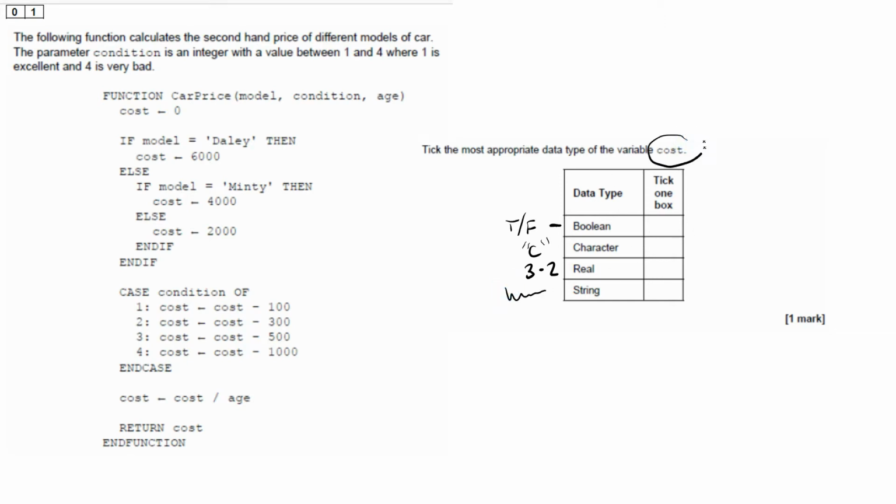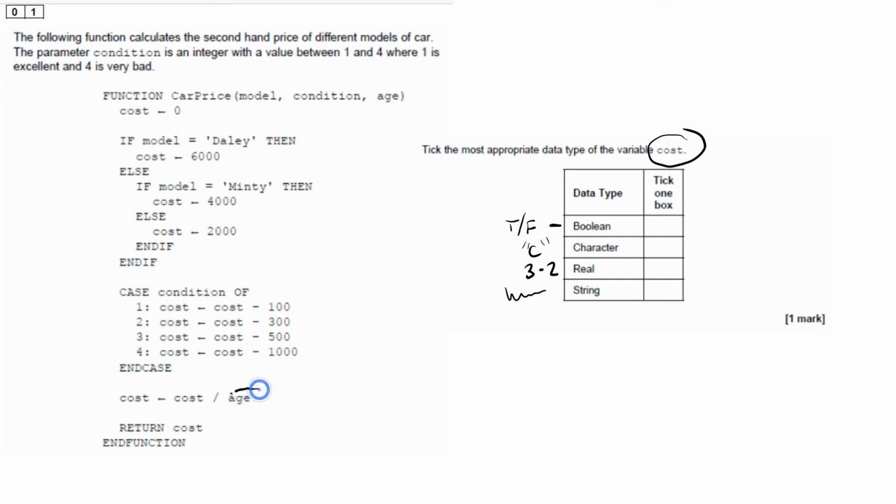So cost, where is cost? Cost appears an awful lot here. Now, at first glance, you might think, integer. But integer is not there. So let's just look down here and just see what's going on. So we've got a whole number there, whole number there, whole number there, whole number there, whole number there. This is all whole numbers.